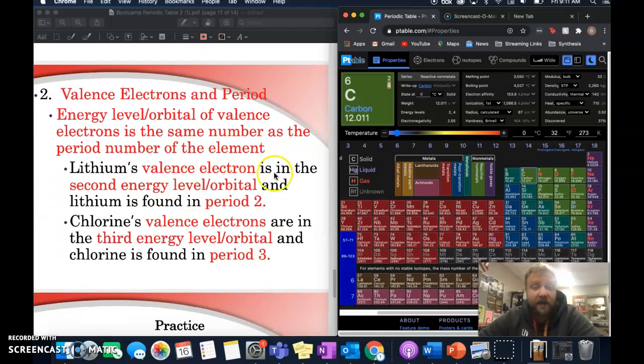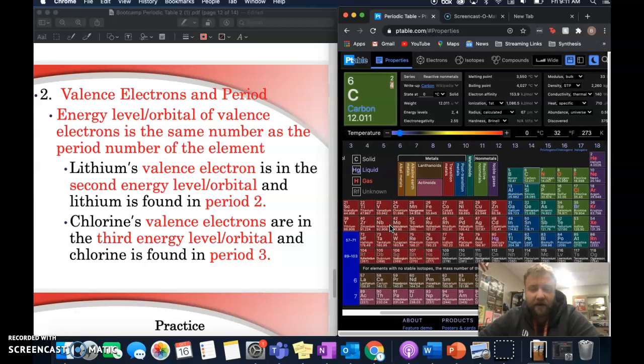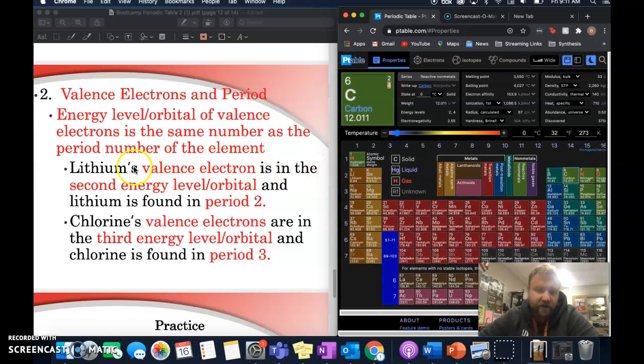So with this too, it's kind of going over what I already talked about earlier. Where are we going to find the valence electrons for each atom? Well, it's on the outermost orbital. Well, how do we know which orbital it's going to be on? Well, the periods on the side also indicate which energy level our valence electrons are found. So lithium is going to have 1 valence electron, and it's going to be found on the 2nd energy level because it's in period 2.